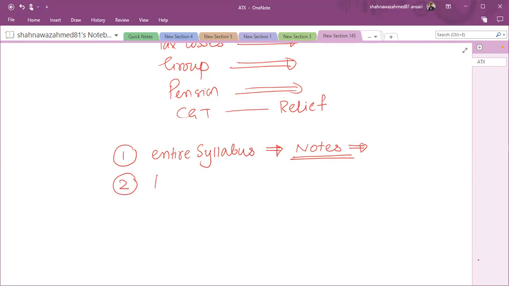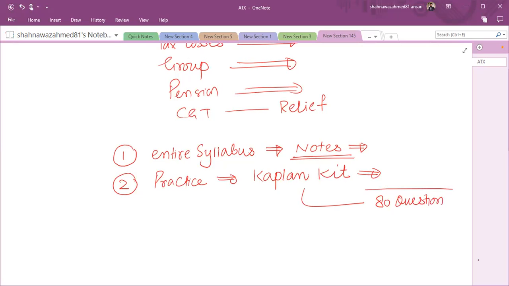Then practice. You don't need to use the past paper. Practice using the Kaplan revision kit. One revision kit is enough. There are approximately 80 questions, and it's very difficult to attempt all of them. The more you practice similar types of questions, the more you identify how the examiner asks about a particular topic, and then you can score well in your real exam.